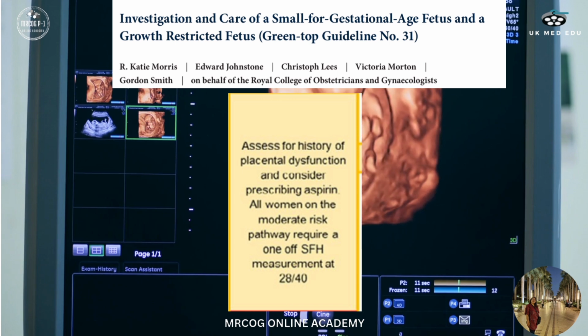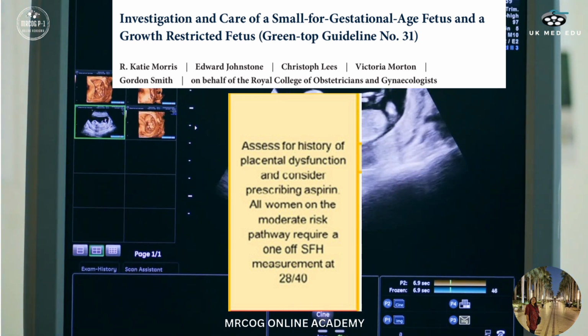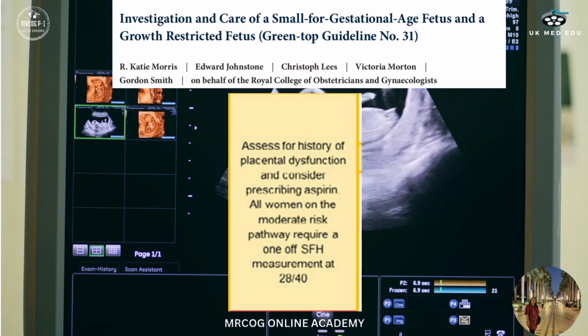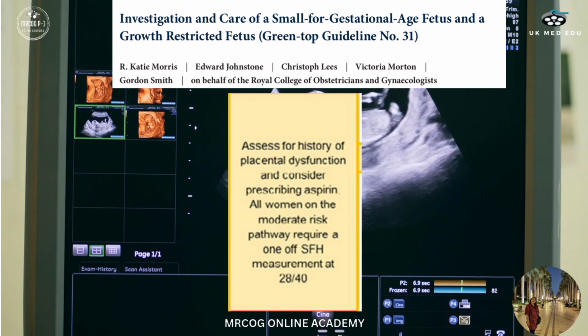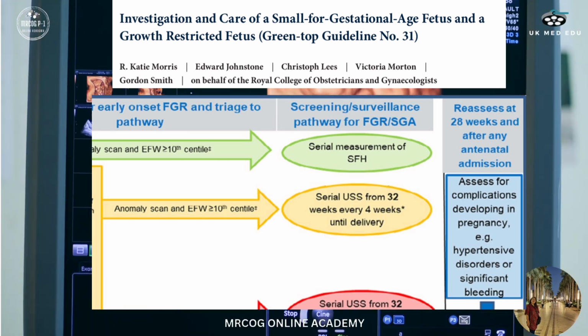For the moderate risk group, if there is a history of placental dysfunction, consider prescribing aspirin 150 mg at night before 16 weeks of pregnancy. All women in this category require one-time symphysiofundal height measurement at 20 weeks. If the anomaly scan is normal and the estimated fetal weight is more than or equal to the 10th centile, that is normal, then we can do serial ultrasonography from 32 weeks every 4 weeks until delivery. So monitoring in this group helps detect early signs of fetal growth concerns while avoiding unnecessary interventions.